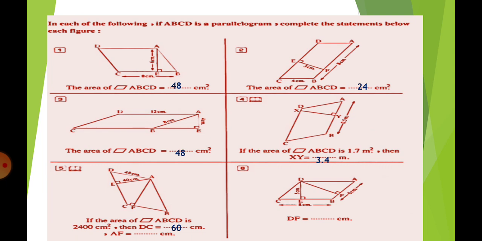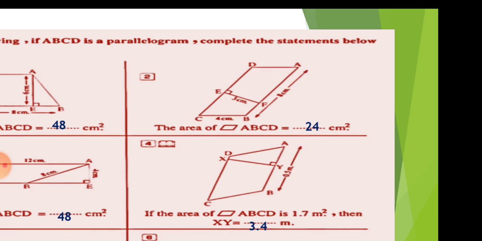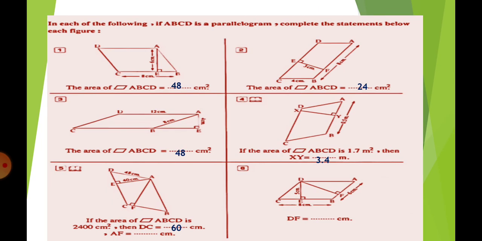Find the length of AF. AF is the height corresponding to base CB. CB equals the opposite side. So CB equals 48. Then AF equals 2400 divided by 48 equals 50 centimeters.